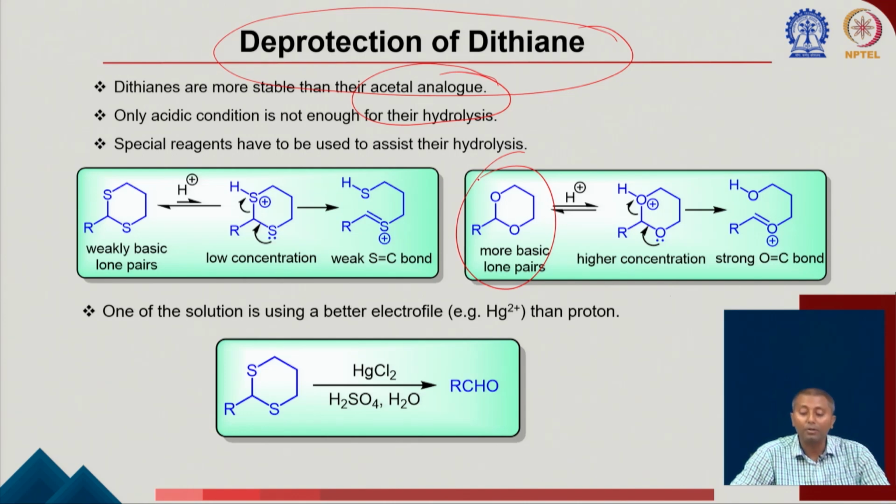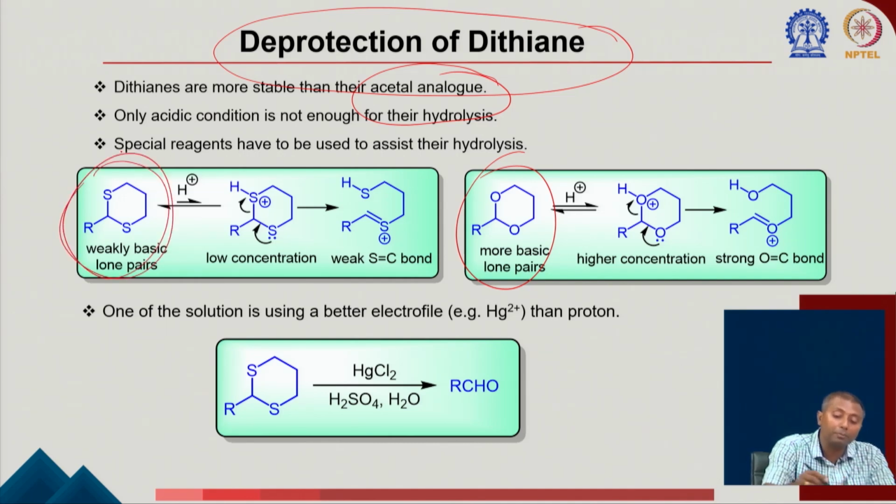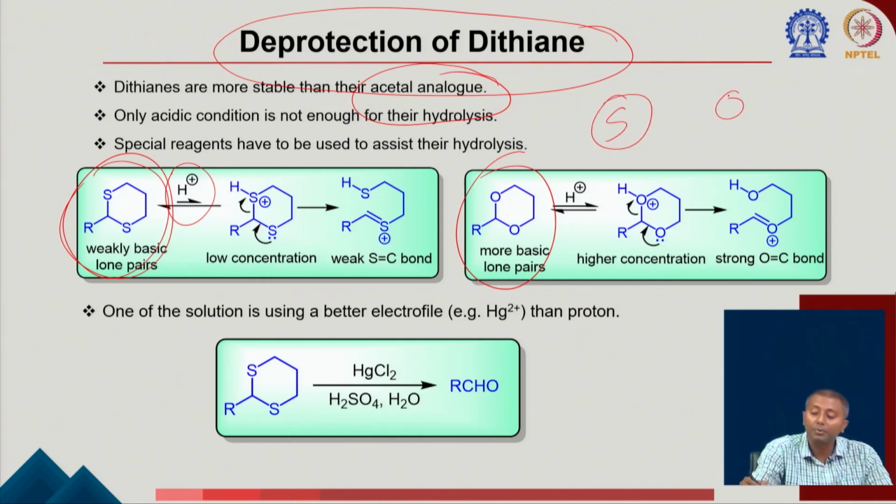So that's why I think dithianes are more important and used for natural product synthesis. Now the question is, what is happening here? Why is the dithiane not getting hydrolyzed in the presence of acid? What is important is that once you have H plus, there is protonation. Now if you compare the electronegativity of sulfur and oxygen, which is more electronegative? If you remember, we have talked about electronegativity, and this is around 3.5 and this is 2.58, very close to carbon.